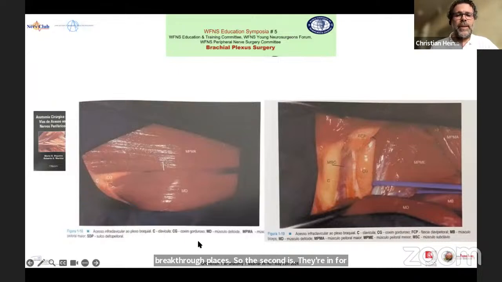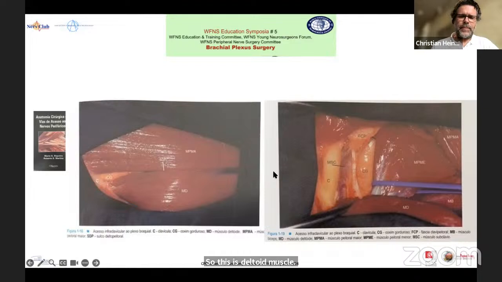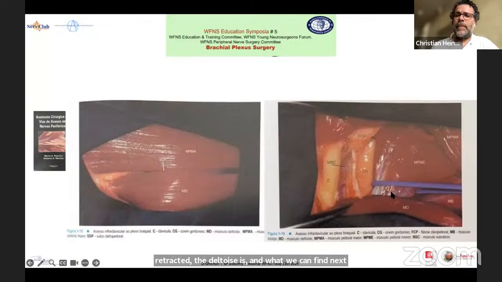And again, I apologize for the quality of the scanners. So this is the deltoid muscle. This is the pec major, and this is the fossa. So now here, the pec major is retracted, the deltoid is retracted, and what you find next, marked here with the loop, is the pec minor.